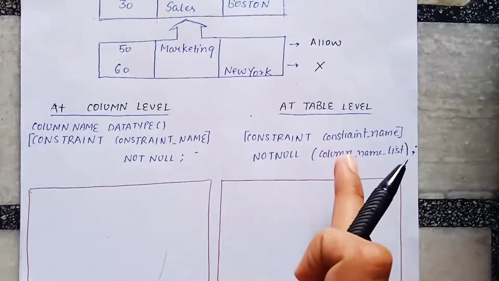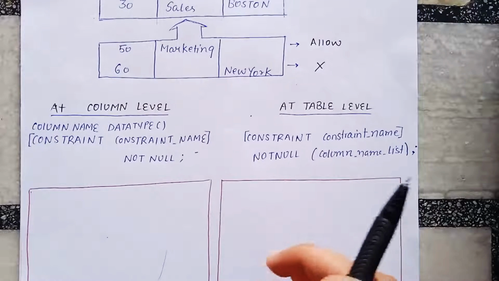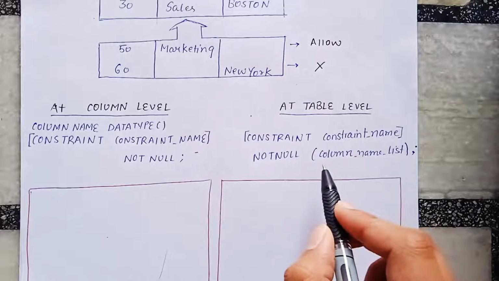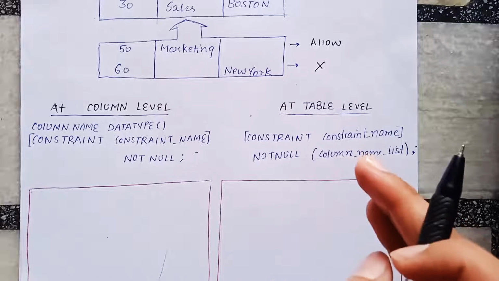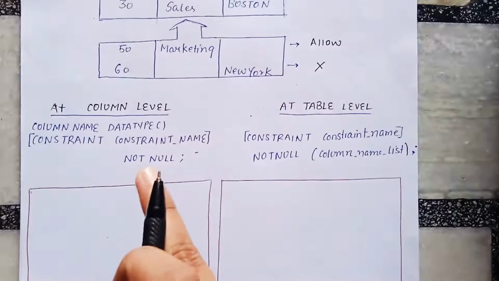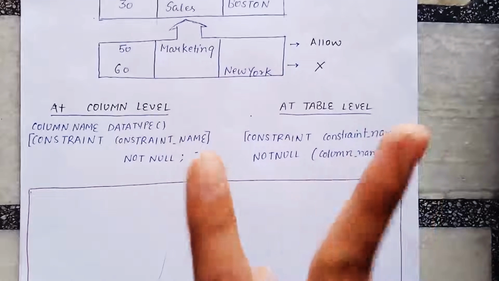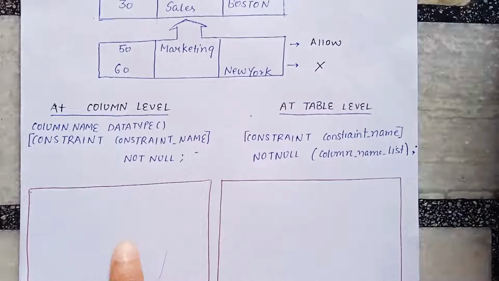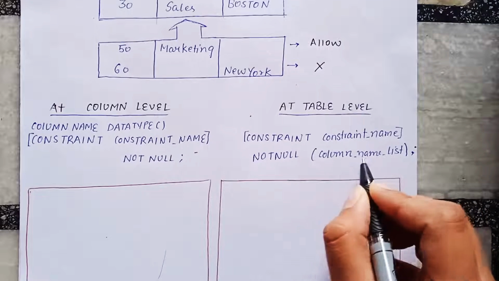At table level, firstly we define all the columns, and at the end of the table we define the constraints. The benefit of this is that we can define the constraint on more than one column at one time. If we want to apply the same constraint on two columns at column level, we have to specify that constraint on both columns separately. But at table level we can do this in one go by specifying both the columns in a list.